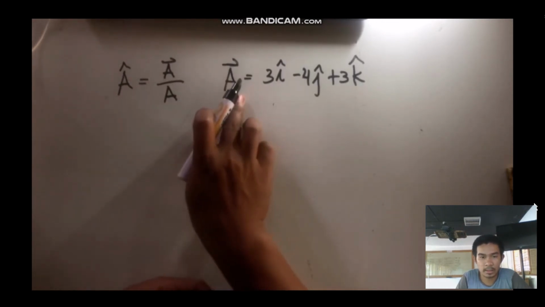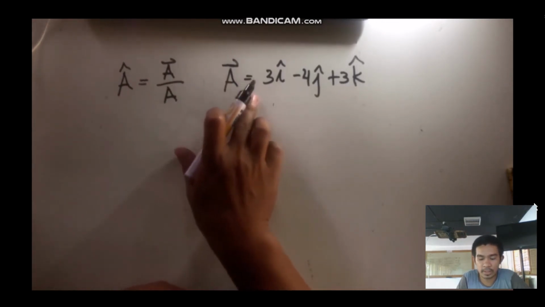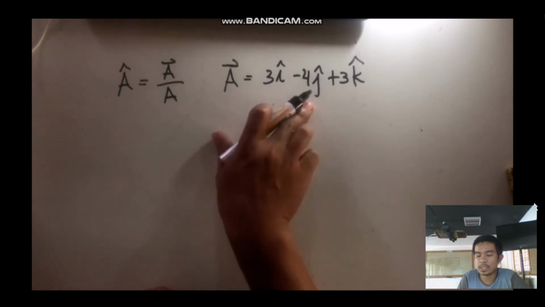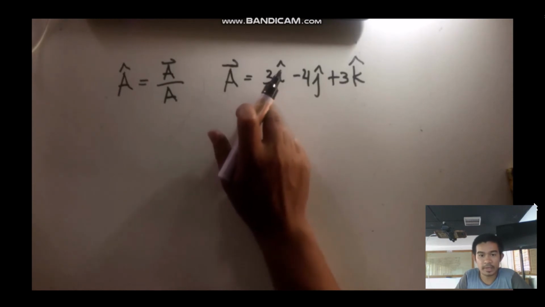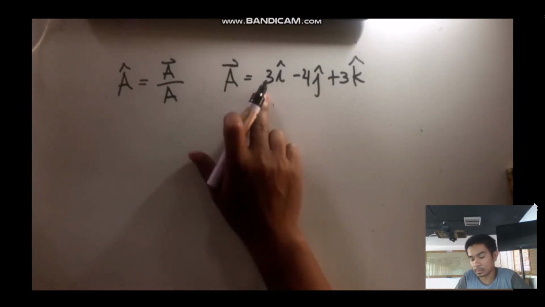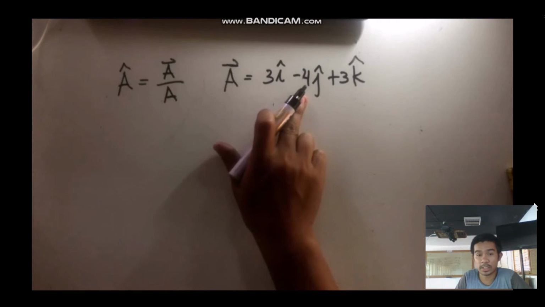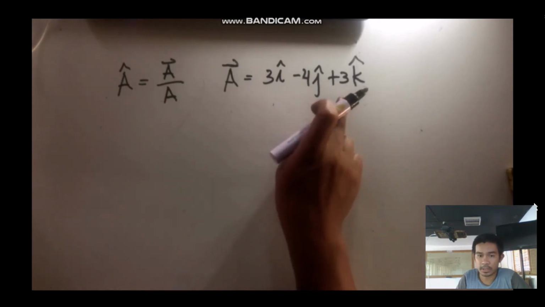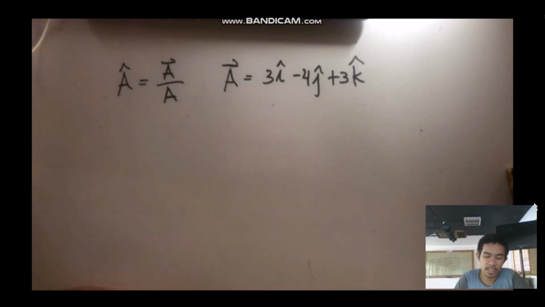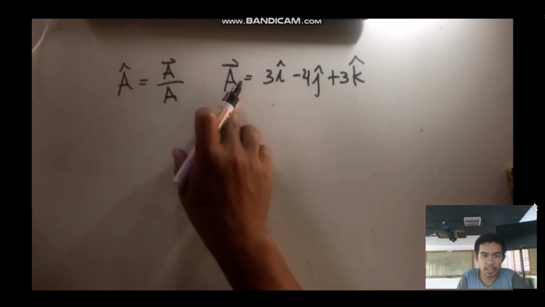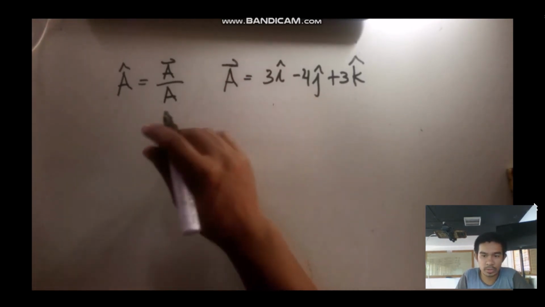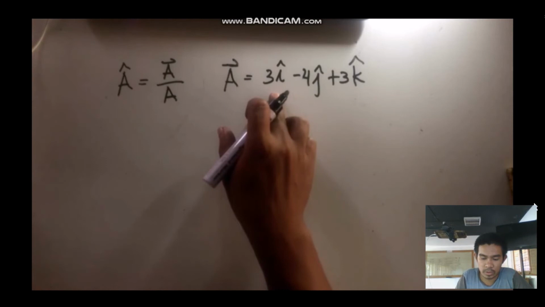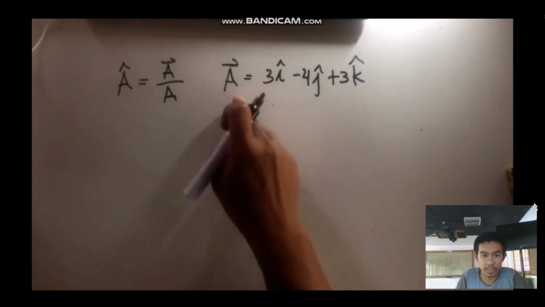Suppose we have a given vector A equals 3i hat minus 4j hat plus 3k hat. The x component of that vector is 3, the y component is negative 4, and the z component is 3. Okay, so let us obtain the unit vector of vector A. The first thing to do is to look for the magnitude of vector A.